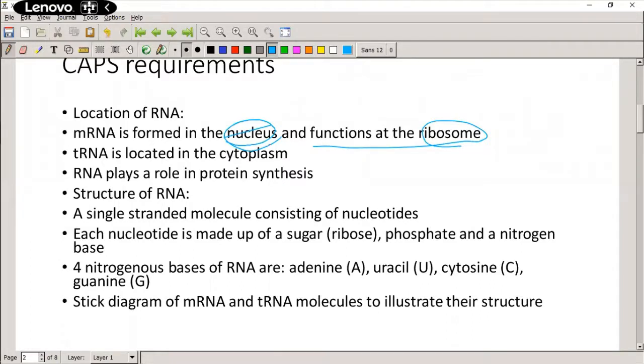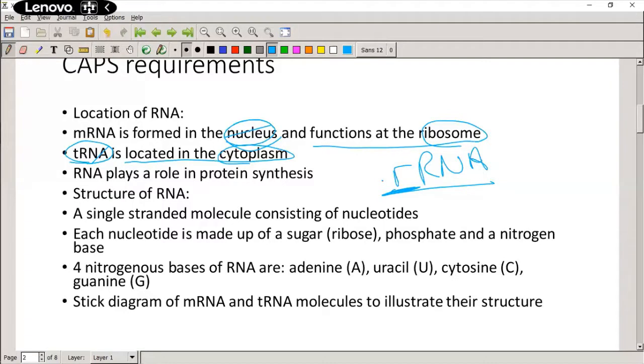Then we've got what we call transfer RNA or tRNA. And tRNA we're going to find mainly in the cytoplasm, but it's also going to go to the ribosome and bring amino acids to the ribosome. We've also got what we call rRNA, although it's not written here, and that's called ribosomal RNA only. But we don't focus too much on ribosomal RNA.